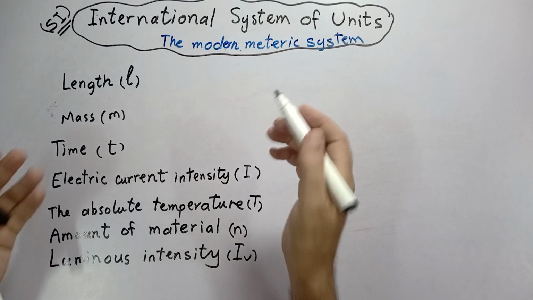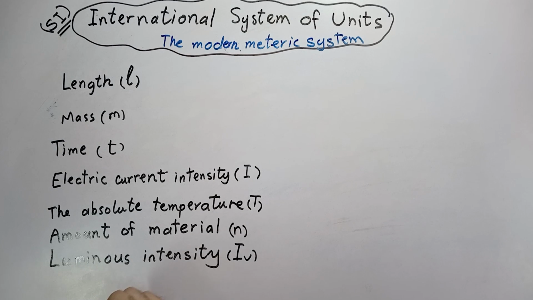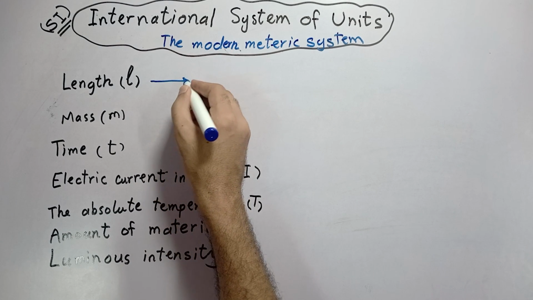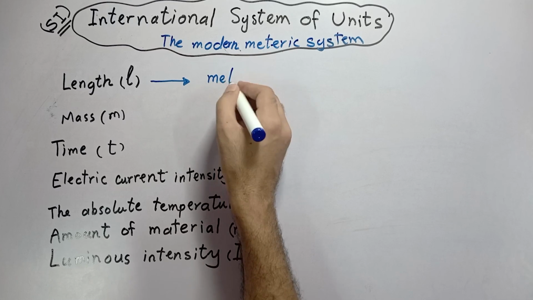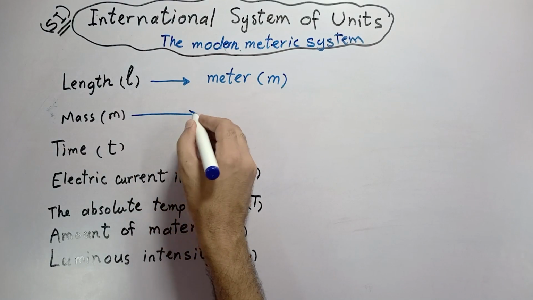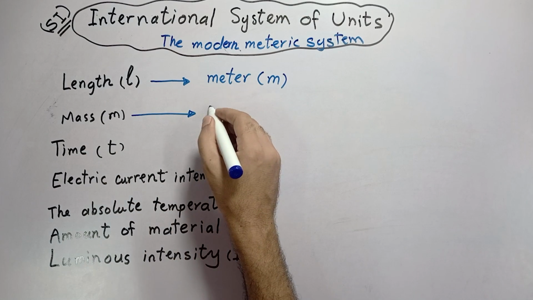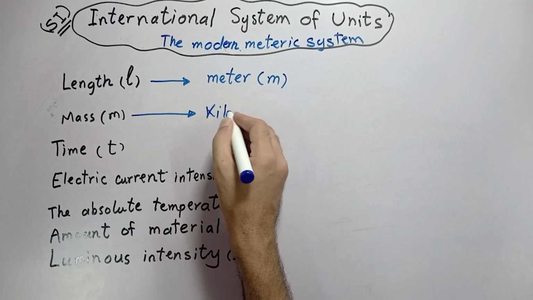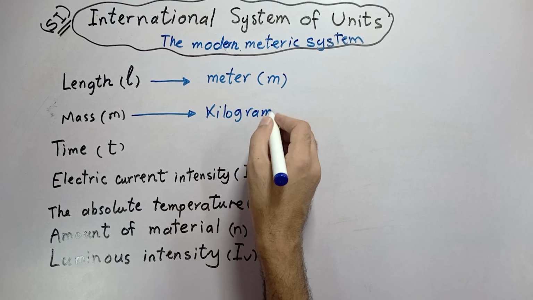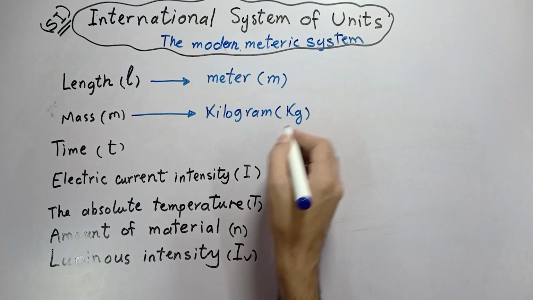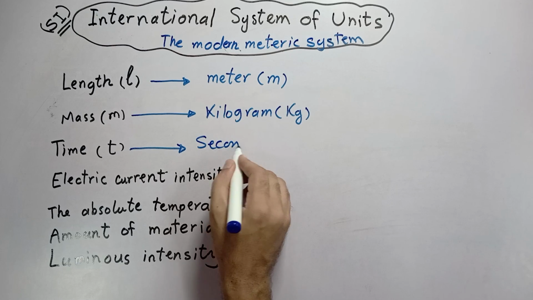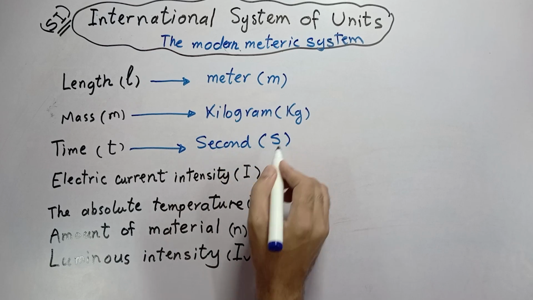Okay, what about the units? Okay, the units, the international units. For length, we use meter or m. Mass, we use kilogram or kg. Time, second or s.